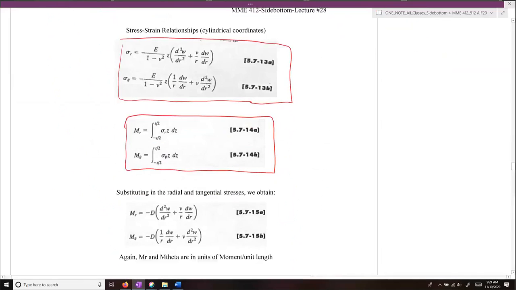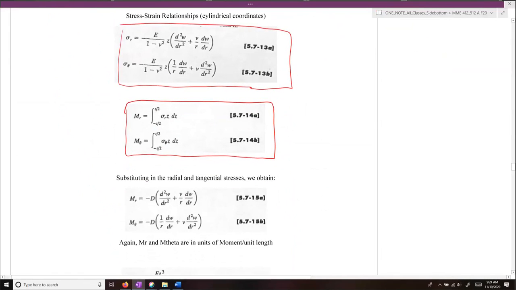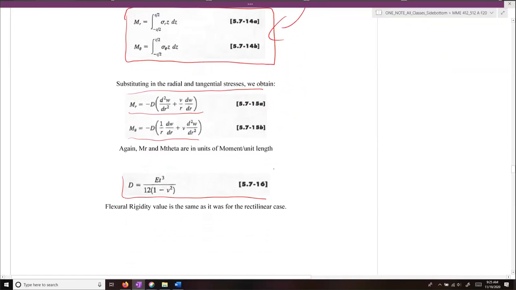And then if we substitute our radial and our tangential stresses into these equations, we can solve for the moment in the radial direction and the moment in the tangential direction. And again, the D is just the flexural rigidity that we had, the same as for the rectilinear case.